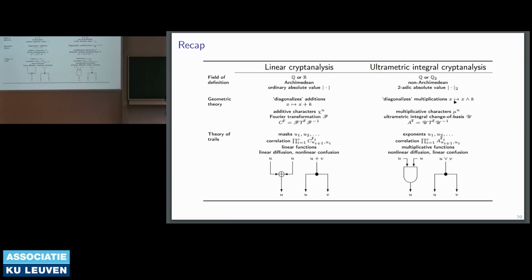With this, I will quickly recap what we did. We defined ultrametric integral cryptanalysis as a multiplicative analog to linear cryptanalysis, and it basically simplifies bitwise AND. In a way, it switches the roles of linear and nonlinear functions, in that for ultrametric integral cryptanalysis, nonlinear functions are the diffusing components, while linear functions are the components that introduce confusion.